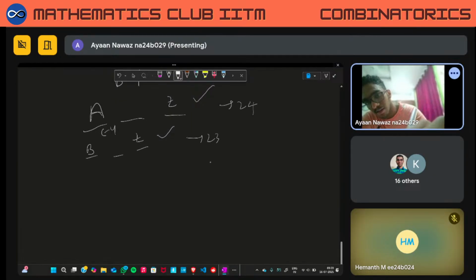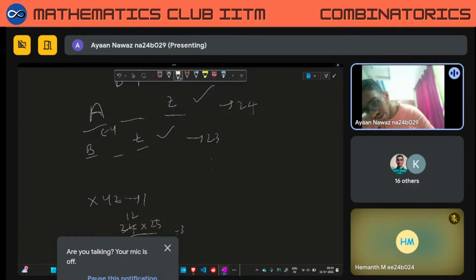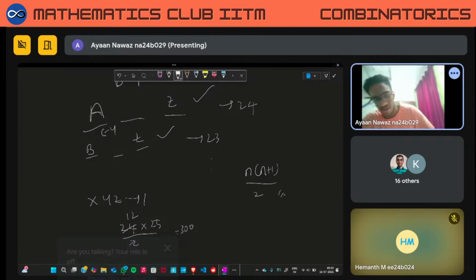23 here, and so on. And the last case will be X, Y, Z, that is one choice. So the total number will be 24 into 25 by 2, which is 300. Why is that? Because it is a sum of first n natural numbers is n into n plus 1 divided by 2, right? Next.